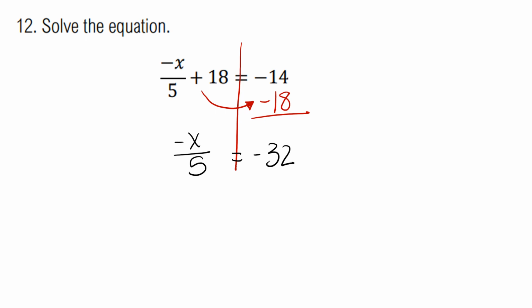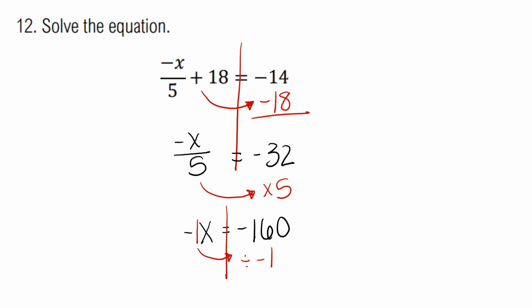Again, combining like terms, we move the 5 away from the variable x. The fraction bar means divide, so we do the opposite. We would multiply by 5. Negative 32 times 5 gives us an answer of negative 160. And then our last step is to divide. We divide by a negative 1 because that is the value in front of the x, negative 1. And we want the variable to be completely isolated. So we divide by the negative 1 value, and two negatives would end up with a positive 160.